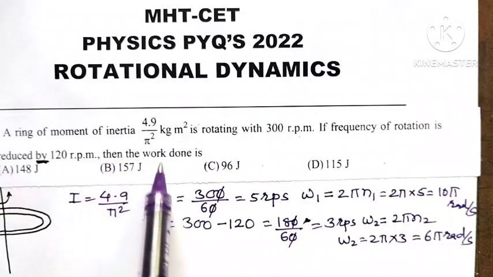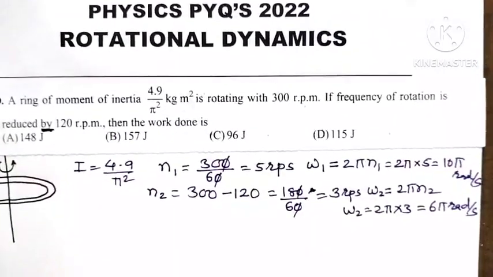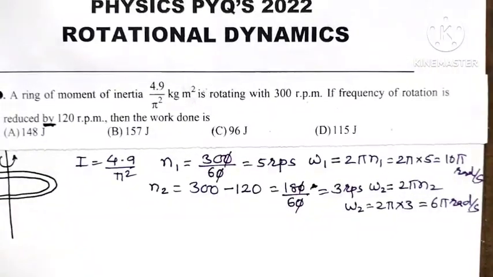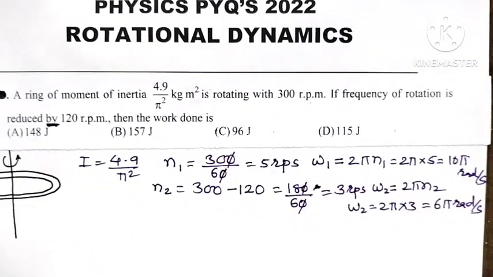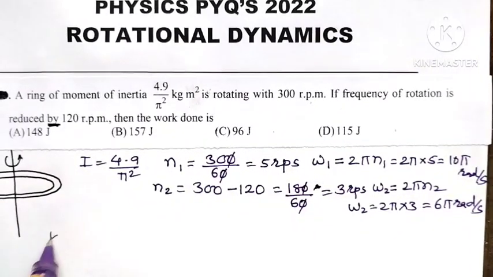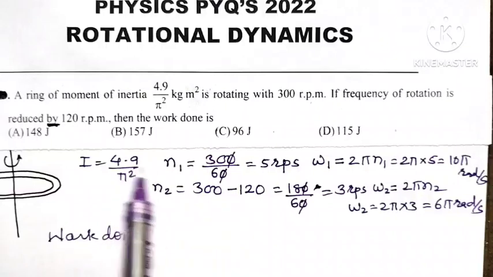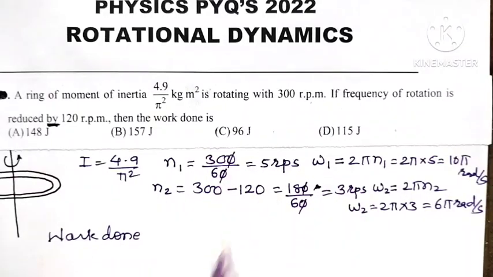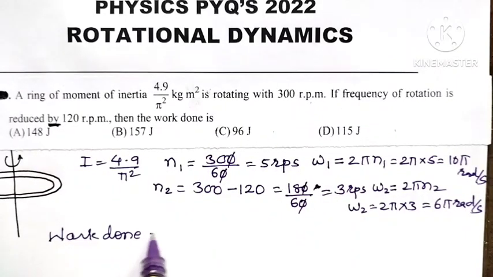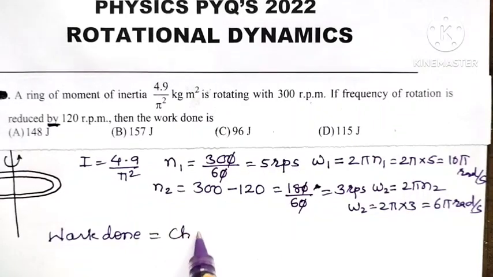Now what we have to calculate? Work done. See here, there is a decrease in angular frequency. It means work is done, and that work done is always equal to work done to reduce the frequency from 300 to 180 rpm. Work done is equal to change in kinetic energy of that ring.